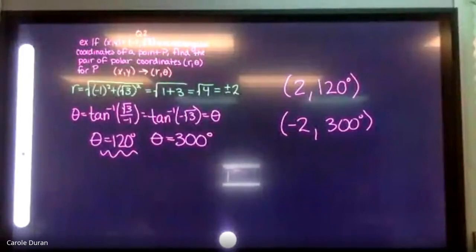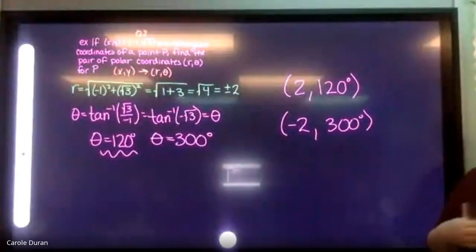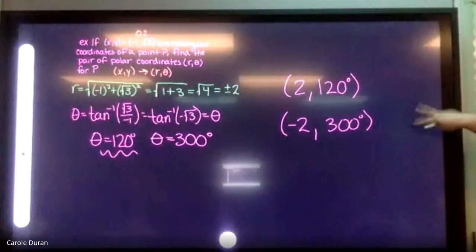Yes, ma'am? If we were to put either answer, would they both work? Unless I say you have to do r positive, then I would accept either answer. There will be times where I ask for 2 different rectangular or polar points that exist for this point, in which case I expect both of them. It is also possible for me to ask for 3 or 4 or 5 different polar points that are equivalent to that rectangular point. We found 2 of them. How possibly could I find another?